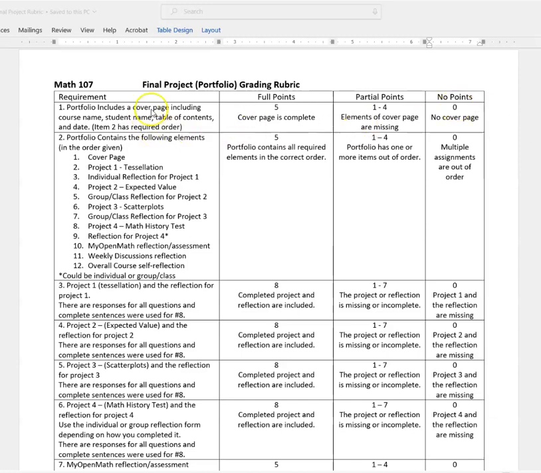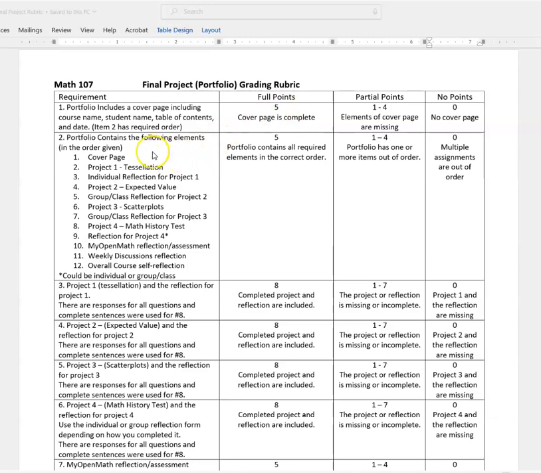You should start off having a cover page, and the cover page should include the course name, your name, a table of contents, and the date. The table of contents is listed here. You can take this exactly as shown here and put it in there. Some people will ask me if they can put the table of contents on the second page. That's fine. You can see it's 5 points for a cover page.